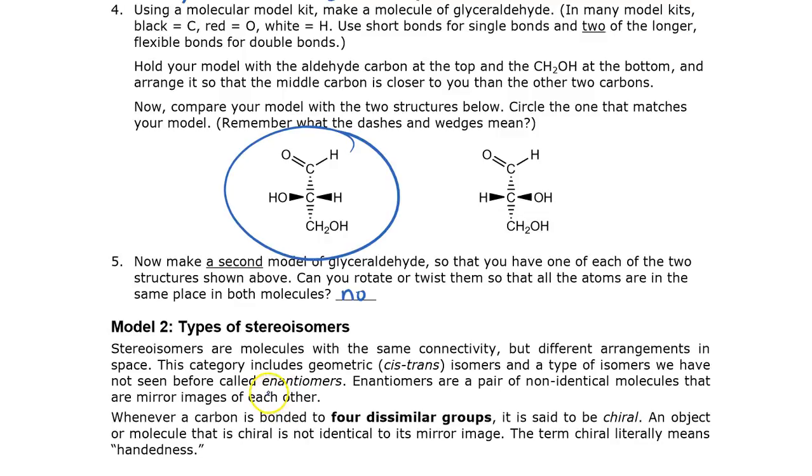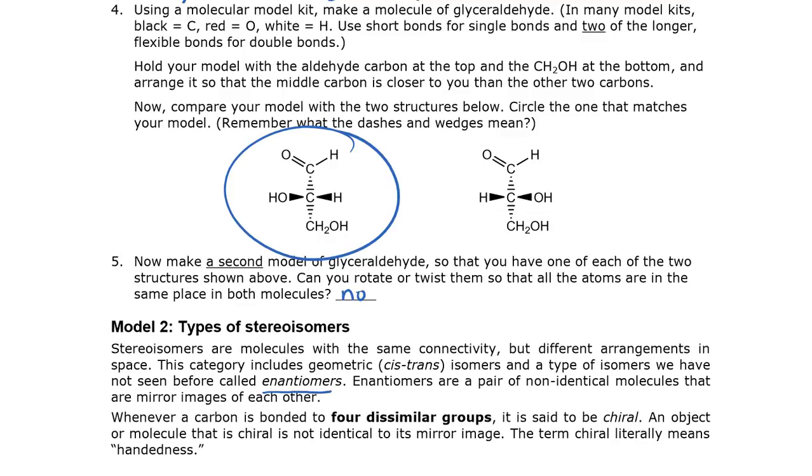And this particular kind of isomer is called an enantiomer. So that's how you pronounce that word. It's five syllables, enantiomer. And here's a definition for you. A pair of non-identical molecules that are mirror images of each other. Oh, so we're going to investigate how these molecules can be thought of as being mirror images of each other.